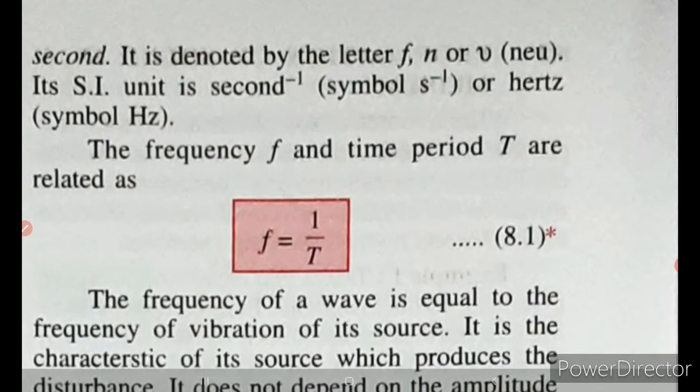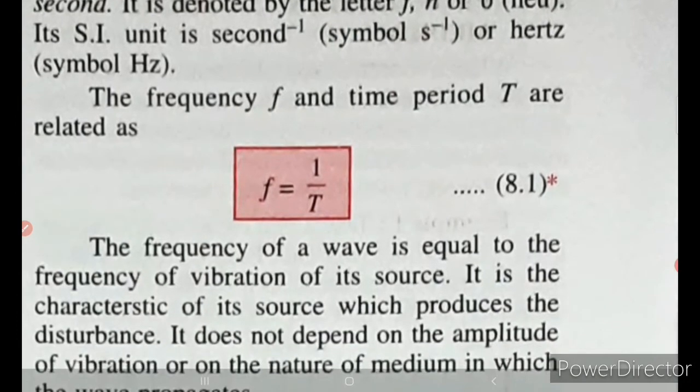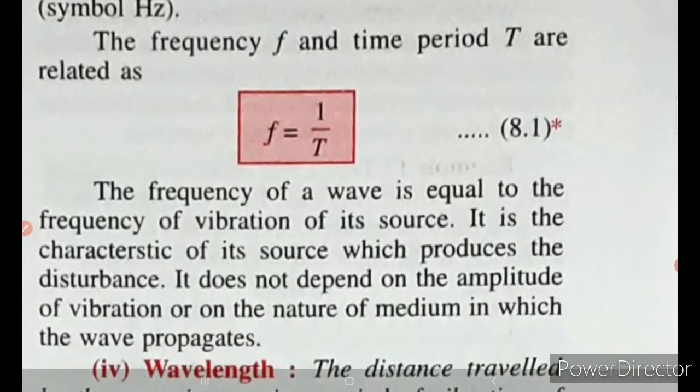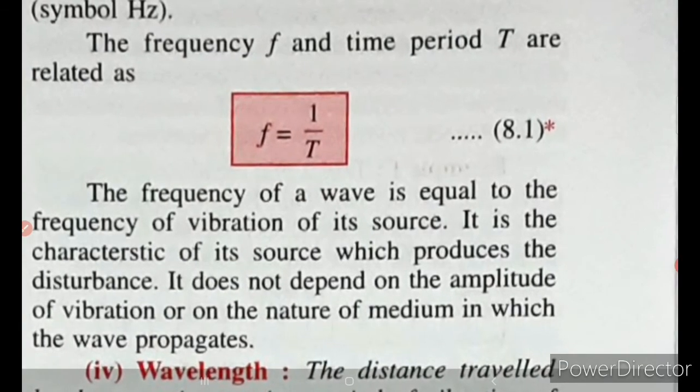The frequency of a wave is equal to the frequency of vibration of its source. That means if a pendulum is oscillating and producing sound, suppose, then the pendulum also has a frequency, the number of oscillations made in 1 second. The frequency of that pendulum will match the frequency of the wave which it produces. It is a characteristic of its source which produces the disturbance. That means this frequency depends upon the source, the object which is vibrating. It does not depend on the amplitude of the vibration or on the nature of the medium in which the wave propagates. So the frequency only depends upon the source.